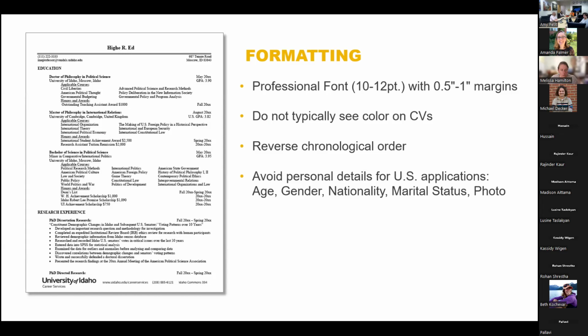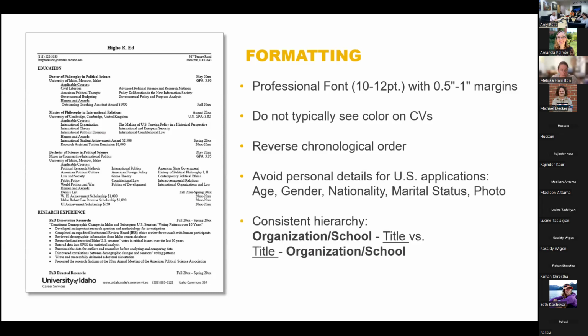For US applications, again, you're going to avoid any protected information. And then just make sure you're being consistent, and I would say this for both a CV and a resume. So if you're listing your organization or a school and then your title, or your title and then the organization, just stay consistent throughout the document.